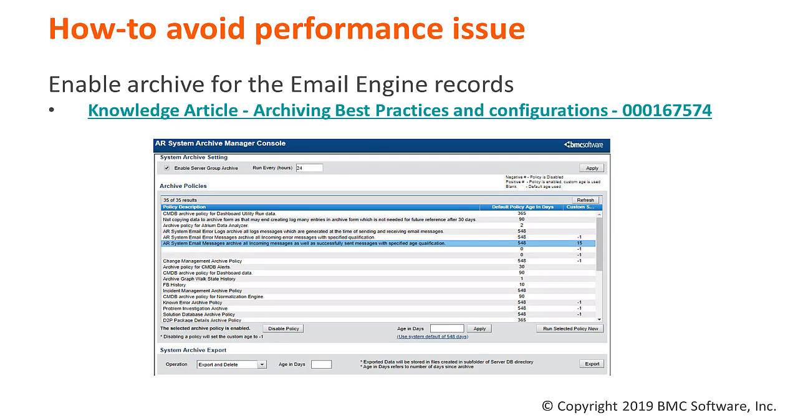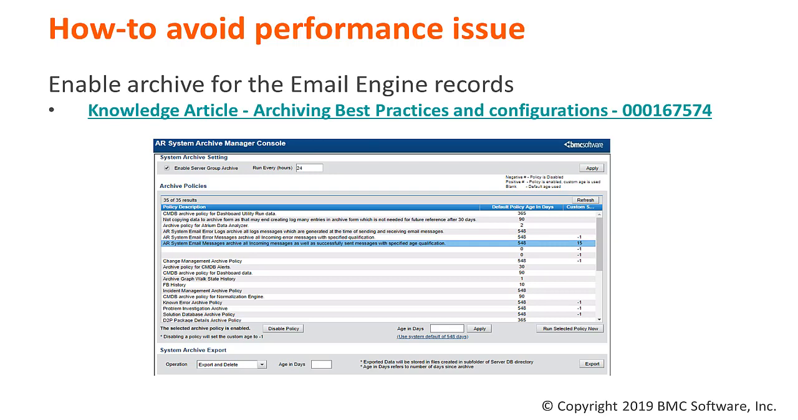When you have finished truncating your database and you want to avoid this problem happening again in the future, let's check how to avoid this performance issue. To avoid the problem of too many records in email engine forms, we can enable the email engine policy in the Archive Manager console. This policy will archive all the records older than 548 days.